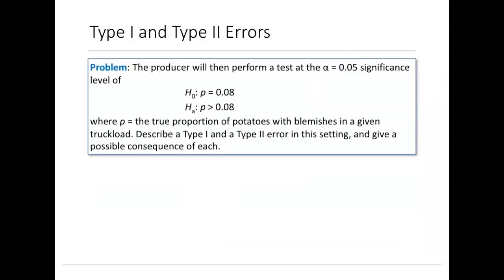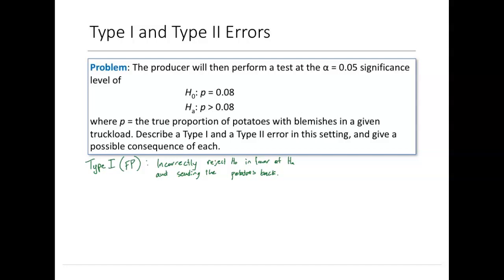All right, so type 1 is a false positive. Remember, positive in the case of a hypothesis test means saying we have evidence for the alternative, right? So this would be incorrectly rejecting H null in favor of HA and sending the potatoes back. This would be the chip producer saying, hey, these aren't good enough potatoes, go get me a new batch, when in reality, they are good potatoes. Does that make sense? So kind of wasting a truckload of good potatoes.